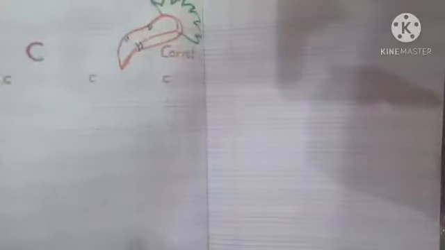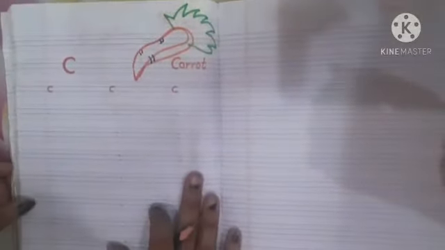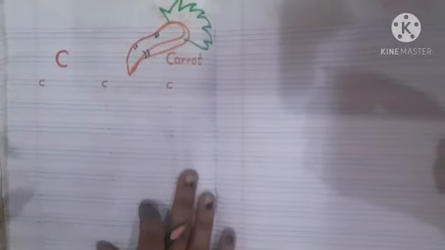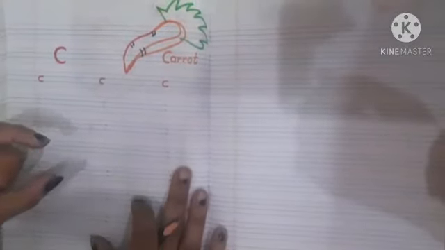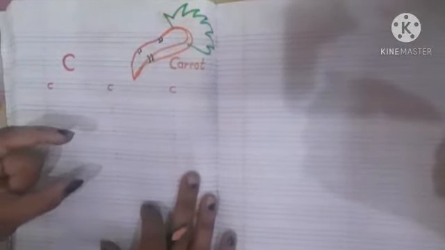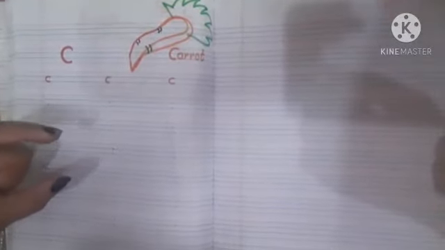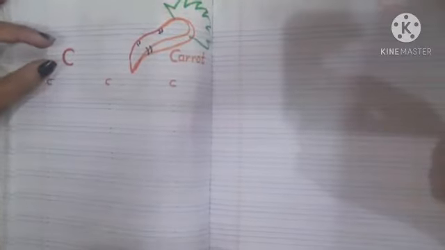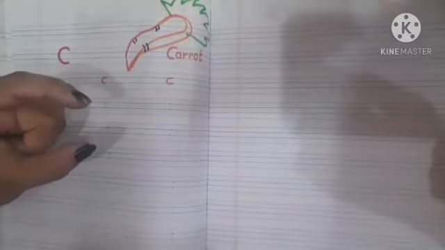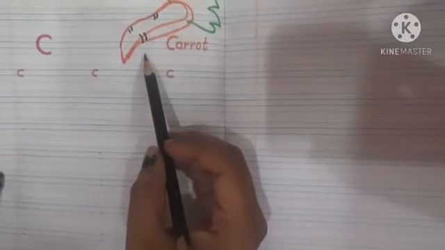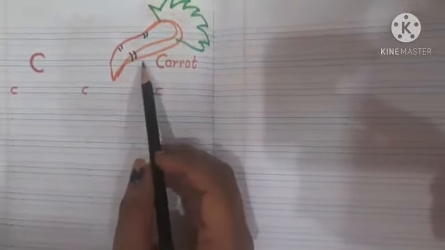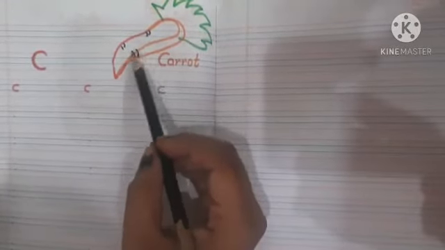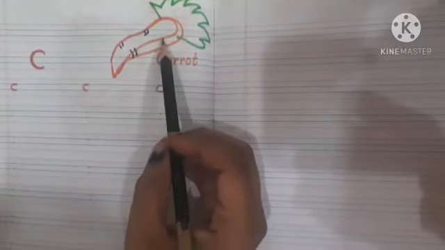So, turn your page. What is this? Small c. What is this? Small c. Right curve. Small c. Right curve. Right curve. What is this? Carrot. Carrot. So you have to color it with crayon colors.